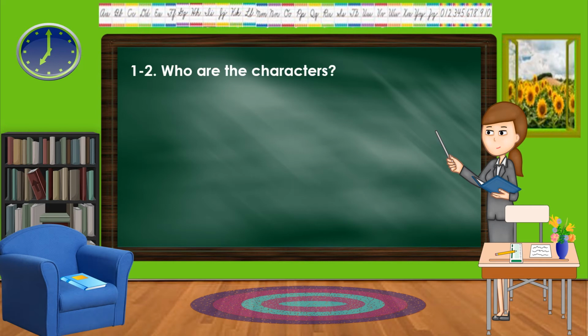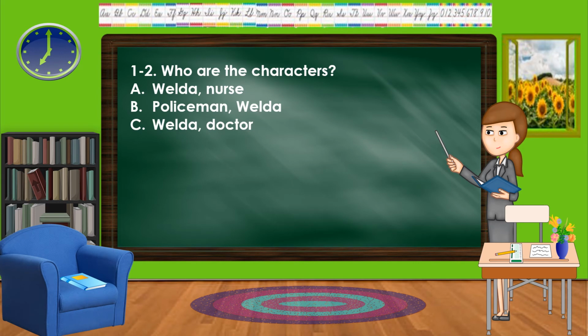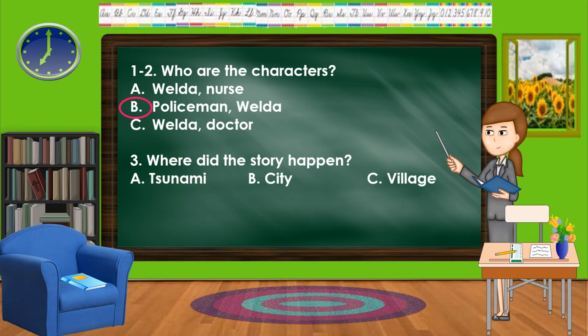Questions. Who are the characters? A. Welda, nurse. B. Policeman, Welda. Letter C. Welda, doctor. The answer is letter B. Next, where did the story happen? A. Tsunami. B. City. C. Village. The answer is C.